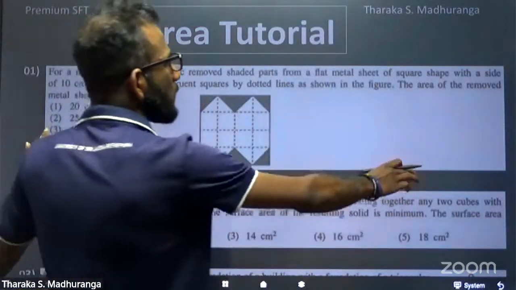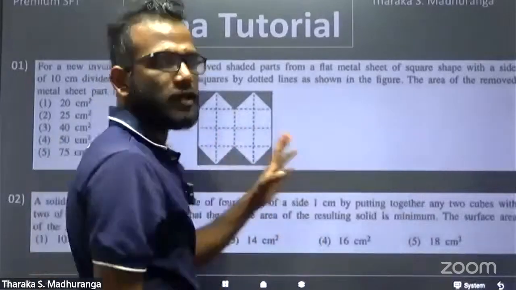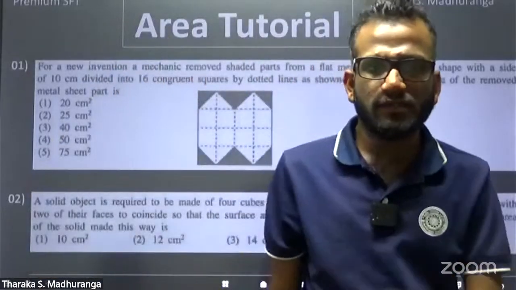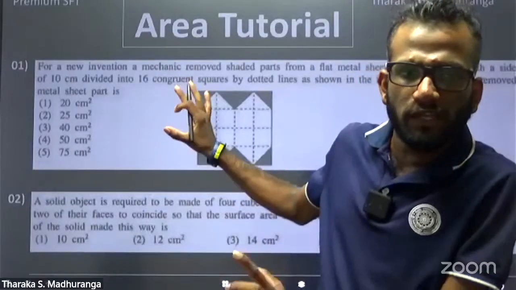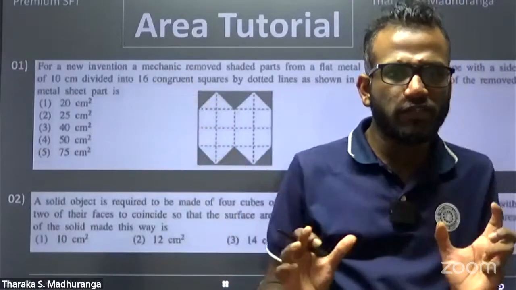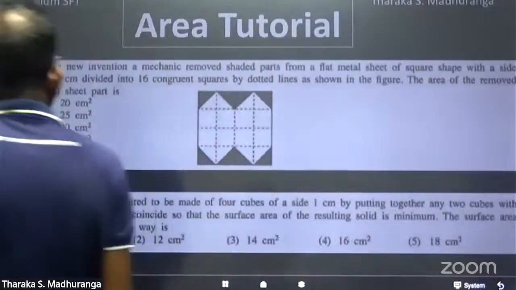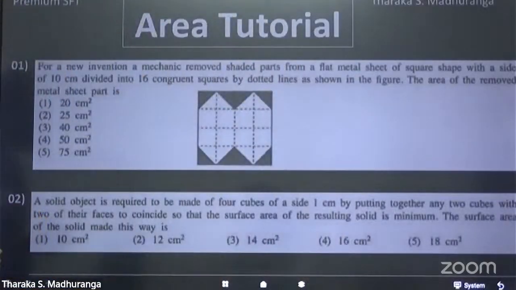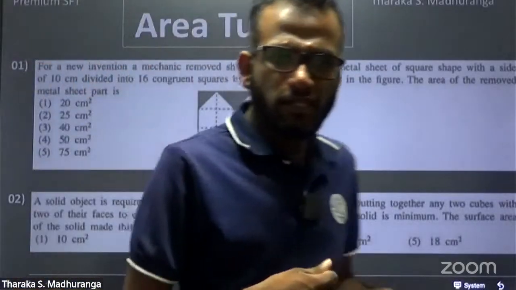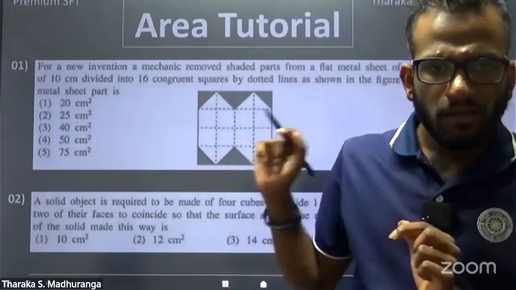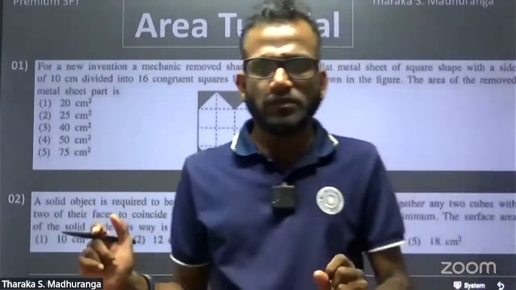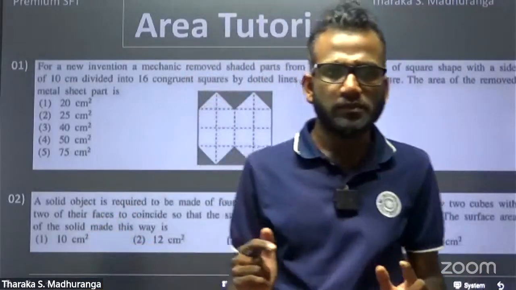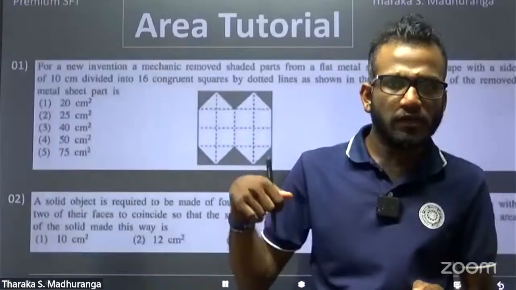Okay, question number 1. These are separated past paper questions. This is from 2015, a very simple area question. Try to do this question. Read this question. Is it readable? Is the board clear?